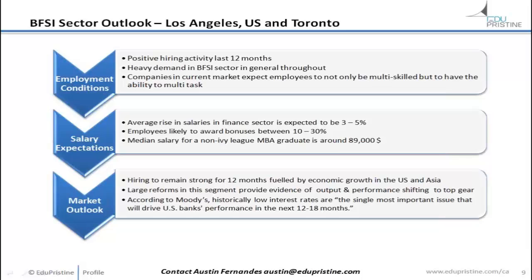Europe, Asia, and Africa take up 60-65% of the pie, and the rest has been taken up by North America. So we're looking at an average pay of 90,000 if you are a non-Ivy League MBA graduate, but if you gain the knowledge of financial modeling, and expected bonuses of 10-30%. And why 10-30%? Because securities houses, etc., pay around that number. On an average, IBs pay around 40-50, sometimes up to 100% as well, depending upon the scenarios. So hiring is going to remain strong, and we are looking at US banks performing well in another 12 to 18 months. As a result, there's a clear-cut demand for new employees or from the existing firms.